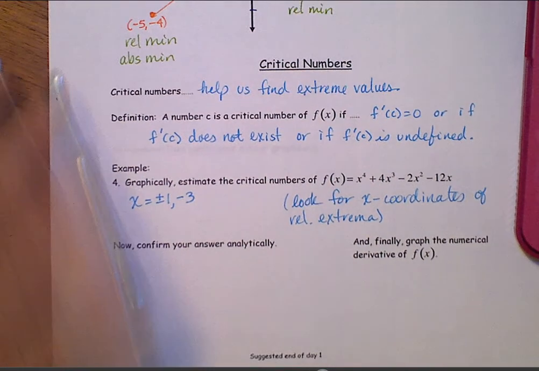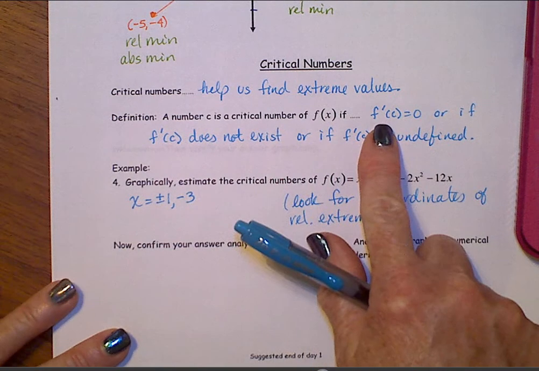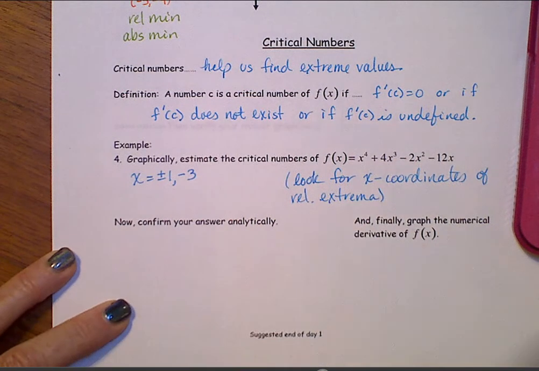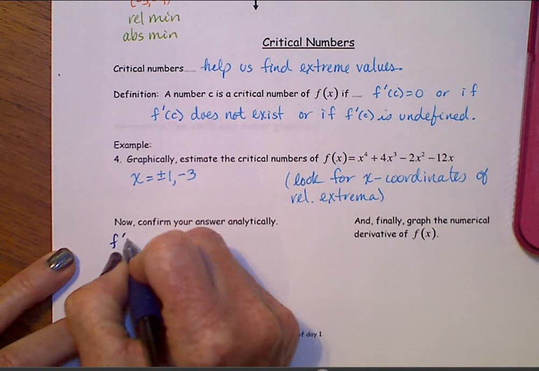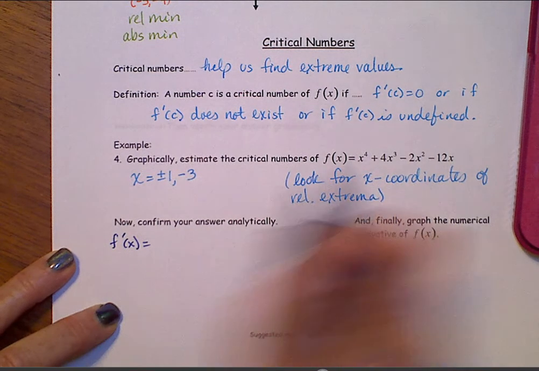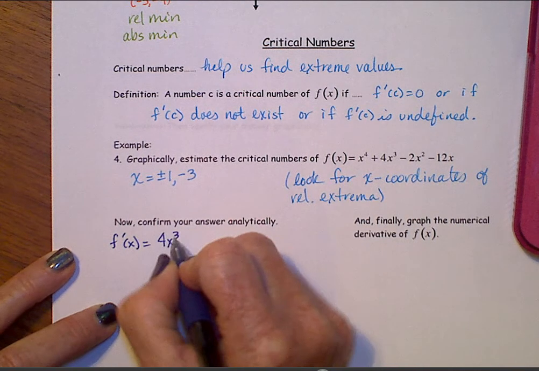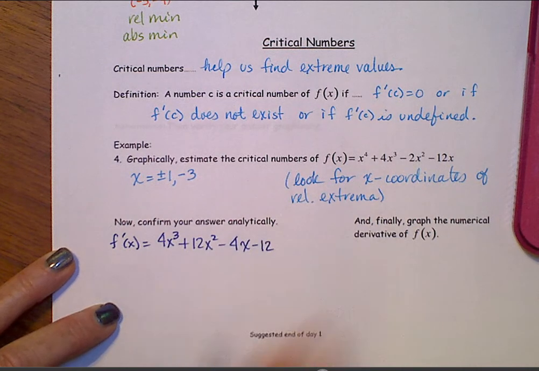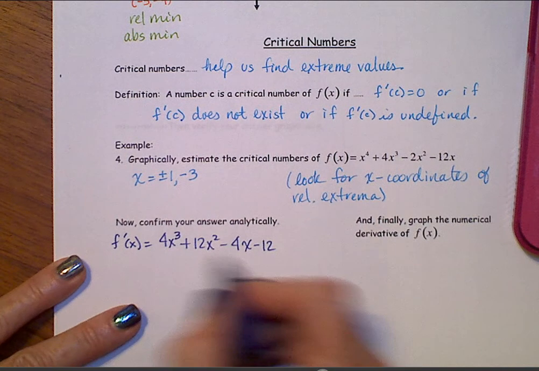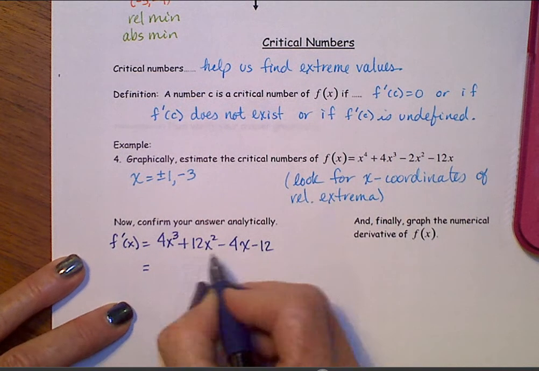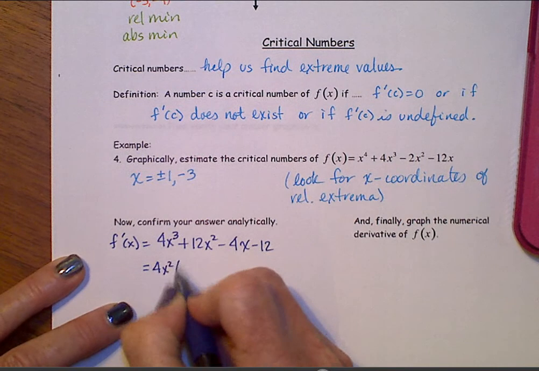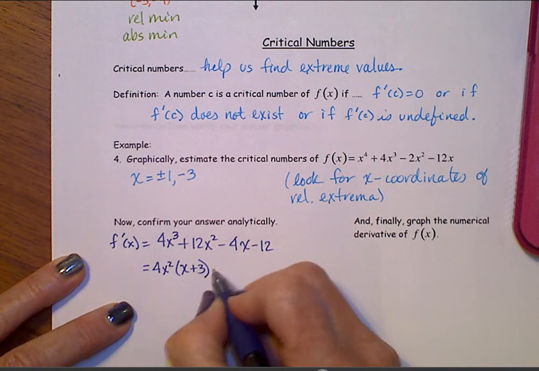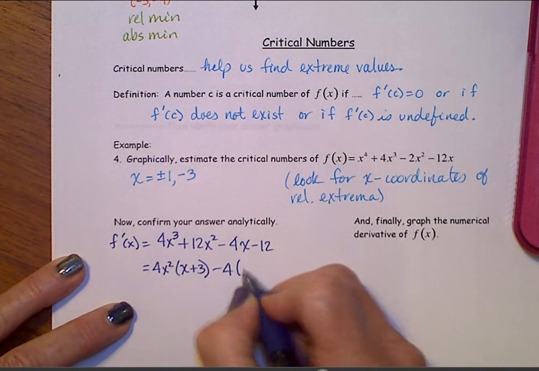Critical numbers are where the derivative is equal to 0, or the derivative doesn't exist, or the derivative is undefined. So we need to find the derivative. Let's go find f prime of x. F prime is 4x cubed plus 12x squared minus 4x minus 12. Let's factor this. With 4 terms, we can pull a 4x squared out of the first two, which leaves us with an x plus 3. A minus 4 from the last two also leaves us with an x plus 3.